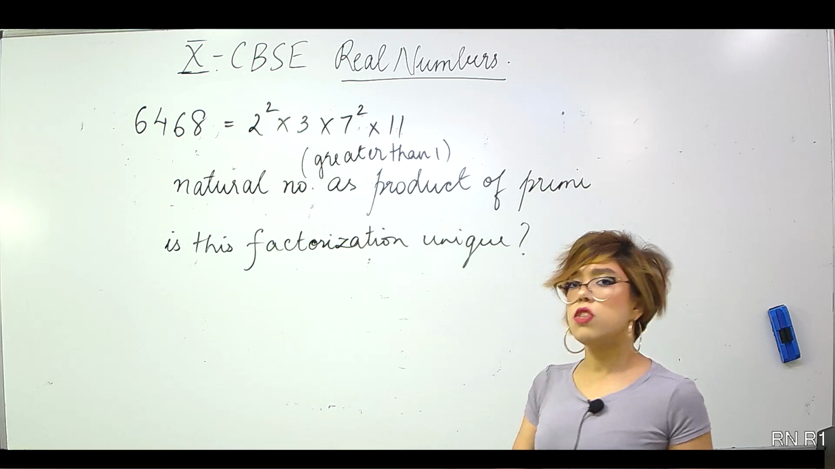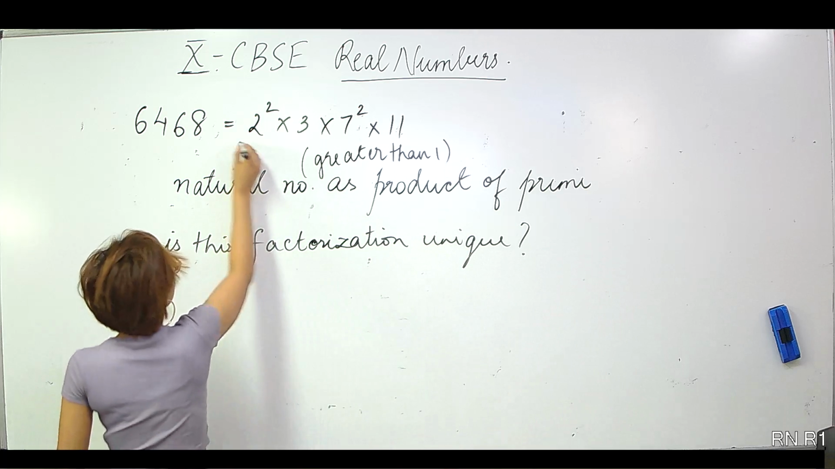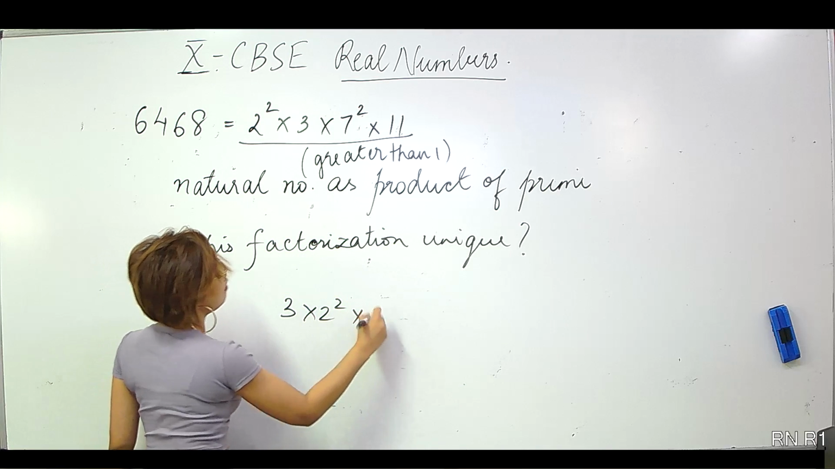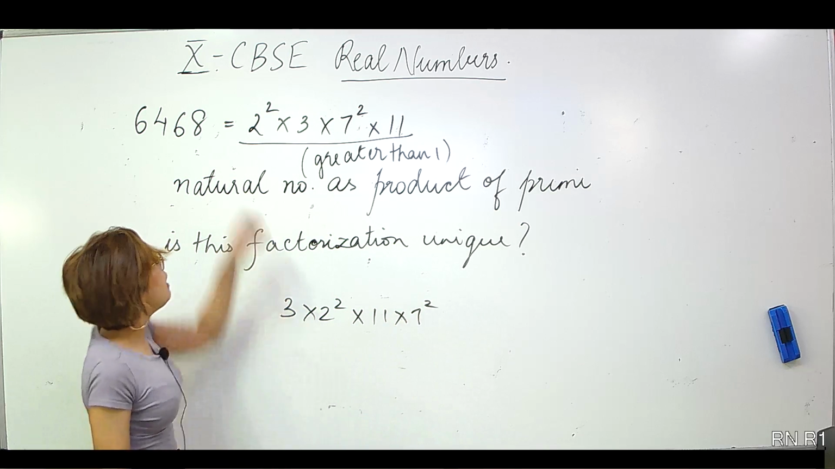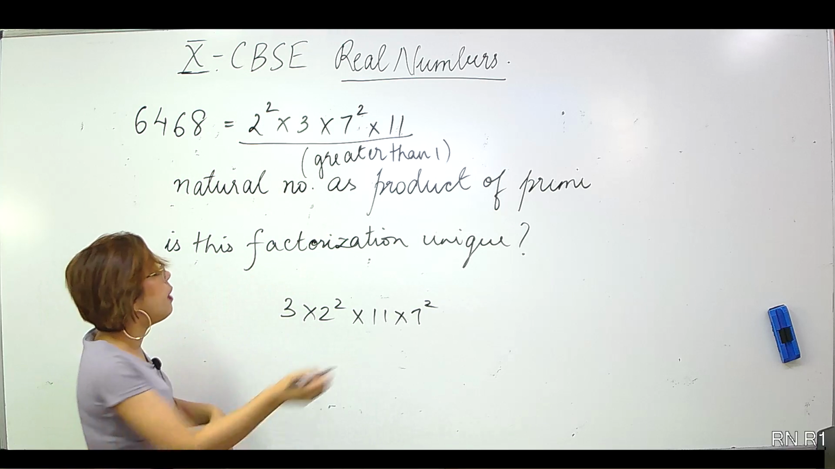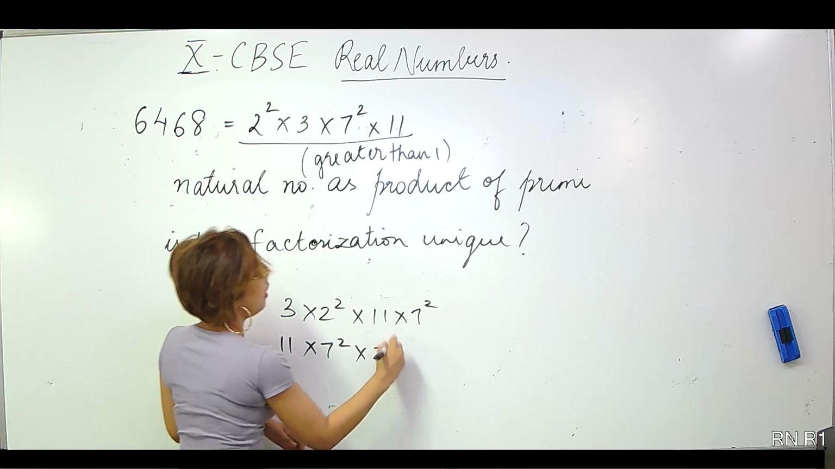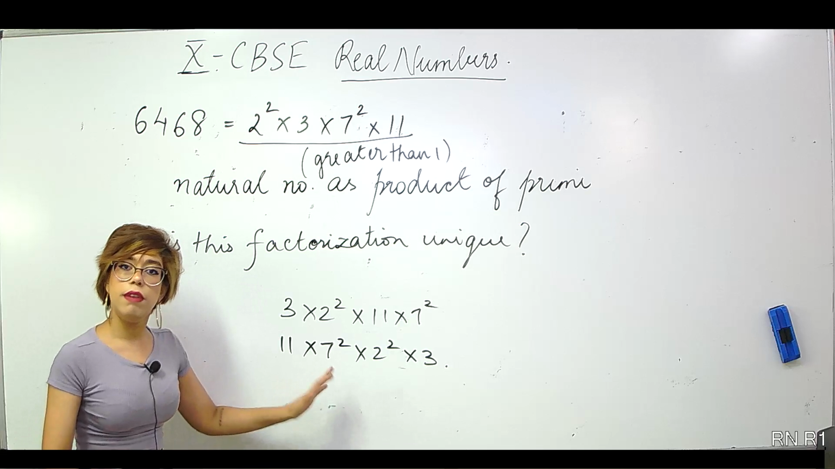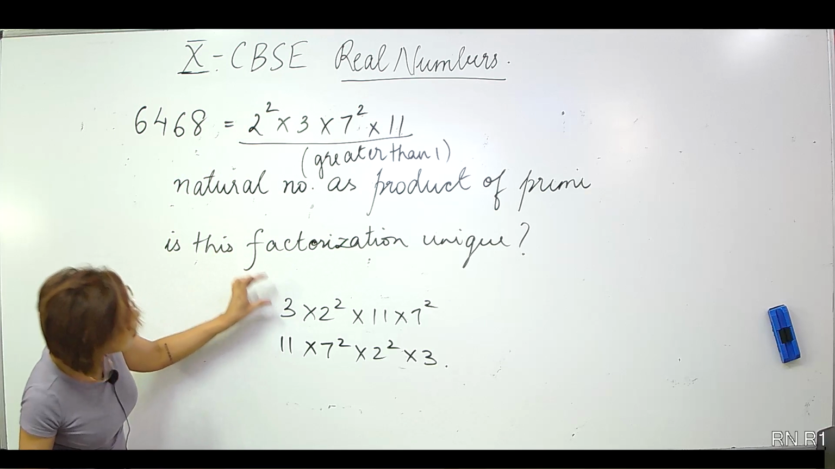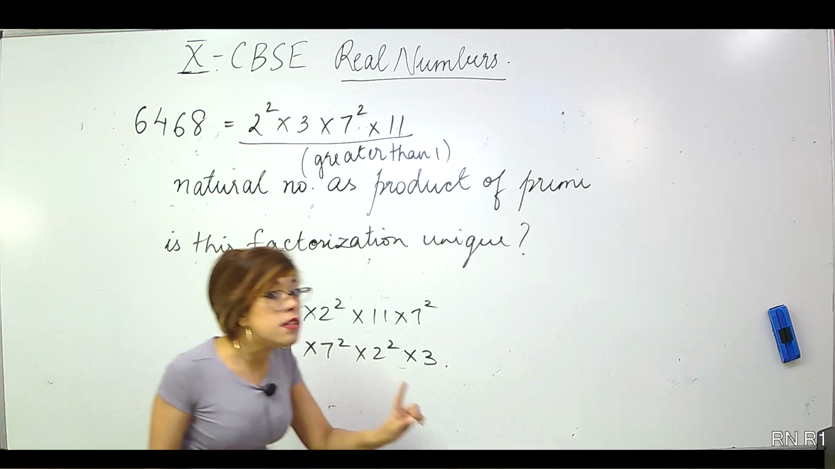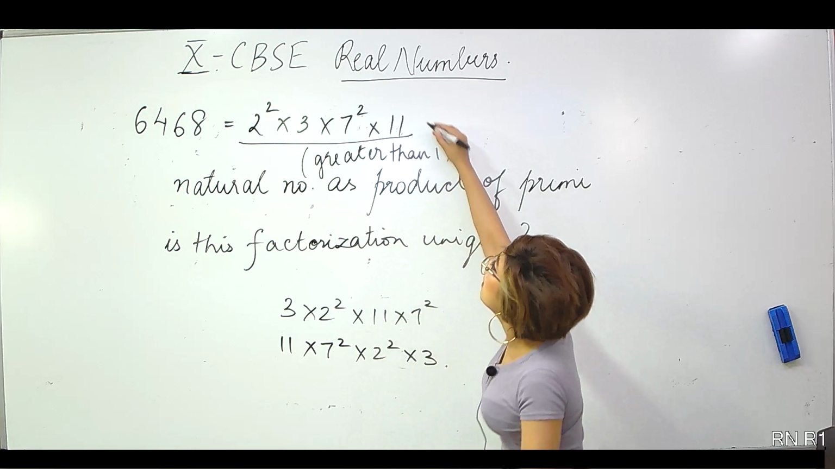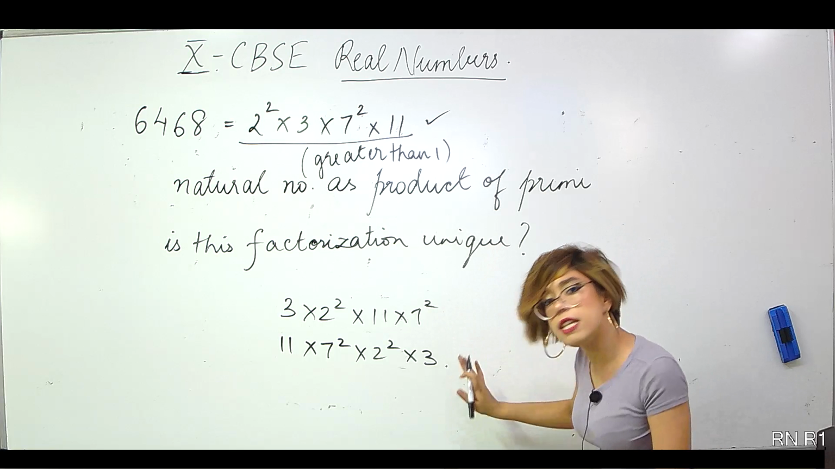Now, let's just try to analyze. My prime factorization was this. Now, some of you might have written the prime factorization as 3 into 2 squared into 11 into 7 squared. Clearly this and this are the same. What if there is another kid who would have written 11 into 7 squared into 2 squared into 3? This is also one way of writing the prime factorization. It's absolutely fine. This is the same as this is the same as this. The only difference is in ordering. So, if you have written this, indirectly you have written this, and so on.